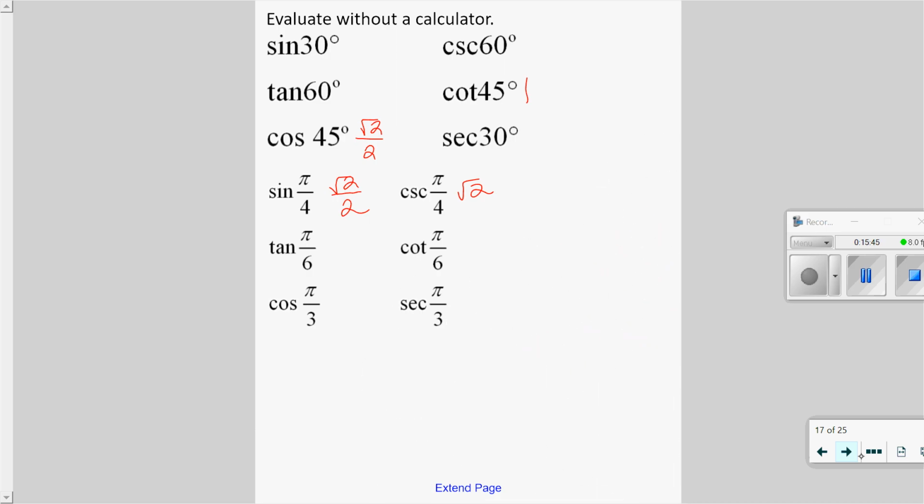All right, those are all the 45, 45, 90 ones. So now let's build the 30, 60, 90. I want to do the same thing. I want to make that hypotenuse 1. So find the other side lengths.